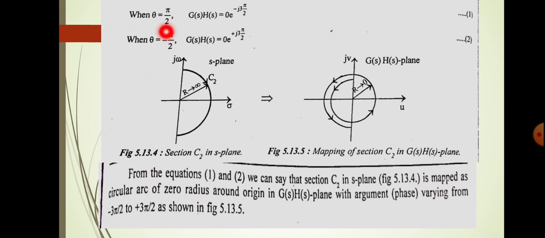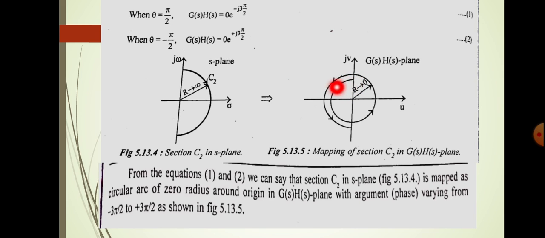That means when theta equals pi by 2, the phase is minus 3 pi by 2. That means 1 pi by 2, 2 pi by 2, 3 pi by 2. Again, when theta equals minus pi by 2, the phase is plus 3 pi by 2. Again, there is pi by 2, pi by 2, pi by 2. That means from minus 3 pi by 2 to plus 3 pi by 2, there is 6 pi by 2. That means 1, 2, 3, 4, 5, 6. 6 pi by 2 will be there, and the starting point is from theta equals pi by 2.